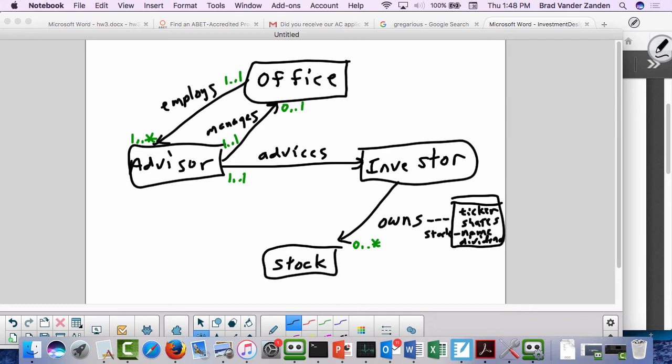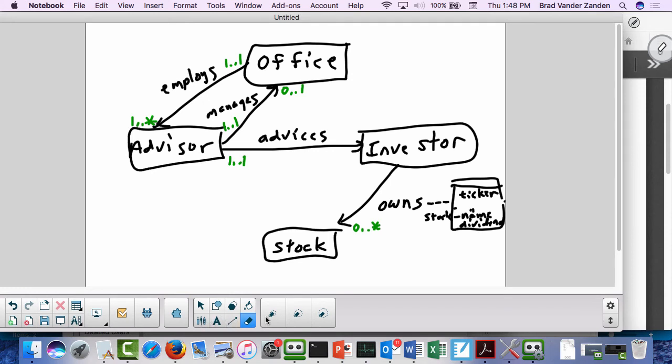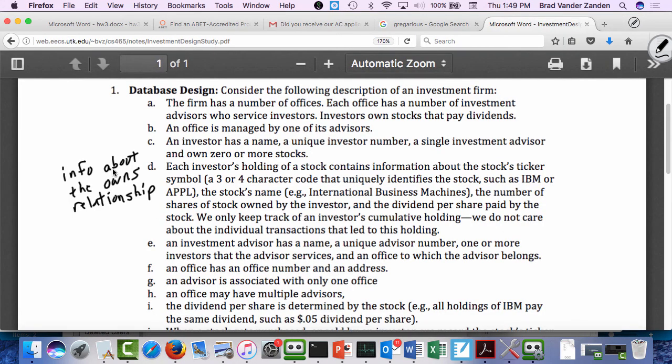The ticker symbol, the number of shares we own, so that's number of shares. I know that doesn't read very well. Sorry, I think I can make this thinner. Maybe, maybe not. Pen thickness, let's go for that. Okay, number of shares. Sorry, you just have to be able to understand what I'm saying. Okay, so that was D, info about the owns relationship.